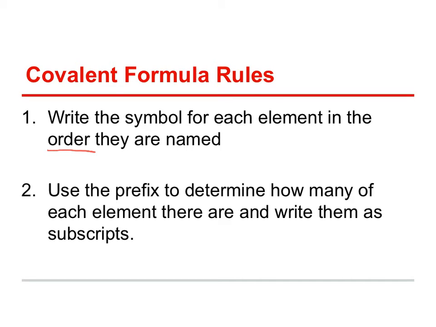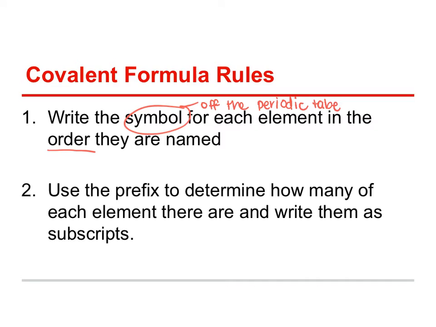Remember, they're both nonmetals, so we can't have a rule like metals go first, nonmetals go second, like we do with ionic. We just have to write it in the order that we're given it. So we're going to write the symbol for each element in the order they're named. Remember, the symbol is going to come off of the periodic table, so for each of these pieces, you need your periodic tables out.